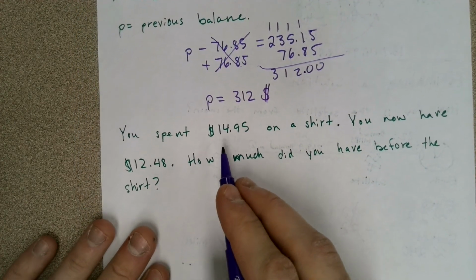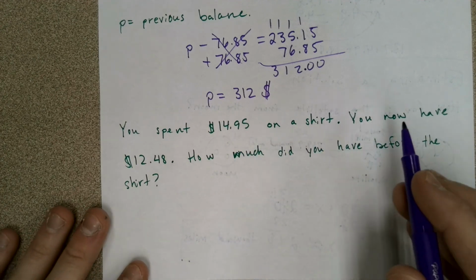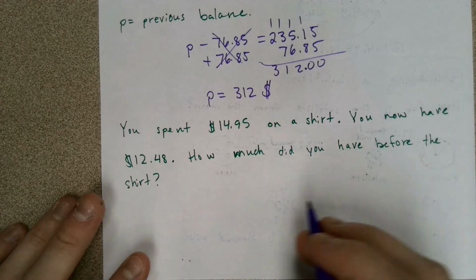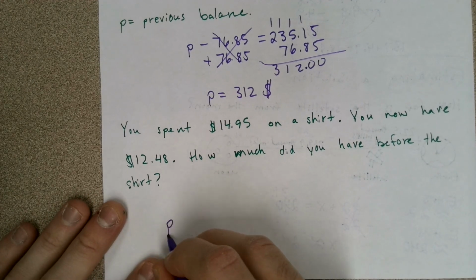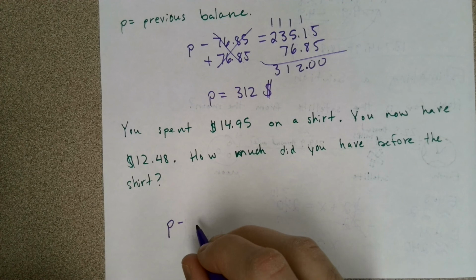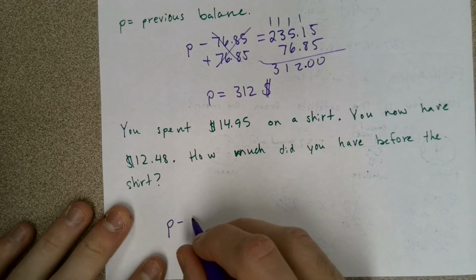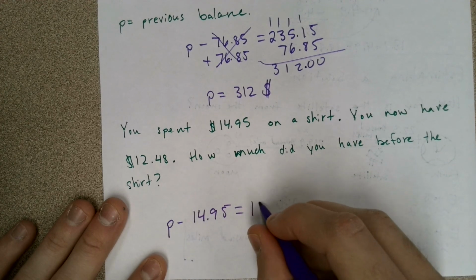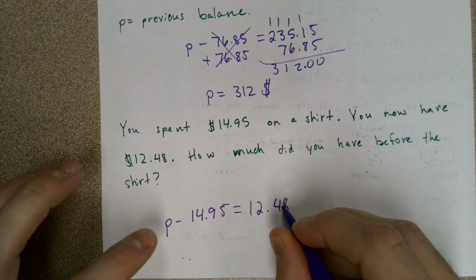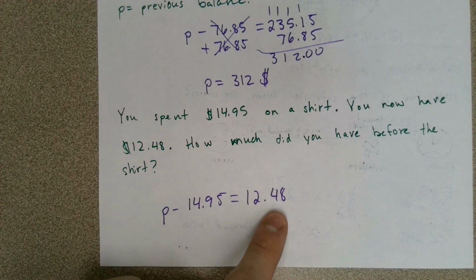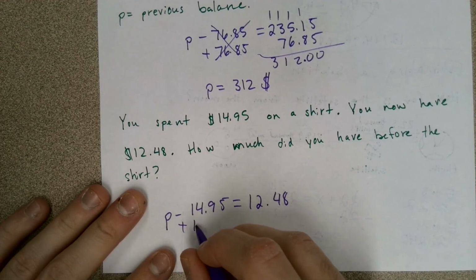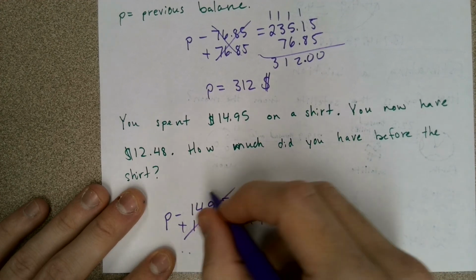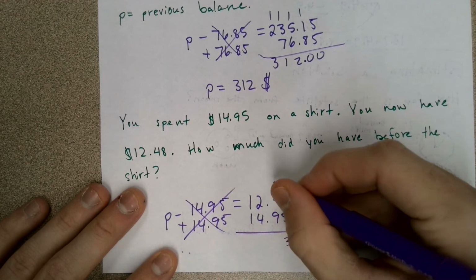You spent $14.95 on a shirt. You now have $12.48. How much did you have before the shirt? So we know, again, our previous balance minus 14.95 equals our current balance. Our previous balance is how much money we had. We took away this amount, and this is what we have left. To undo this, same as we did last time, do those inverse operations, get that variable by itself.